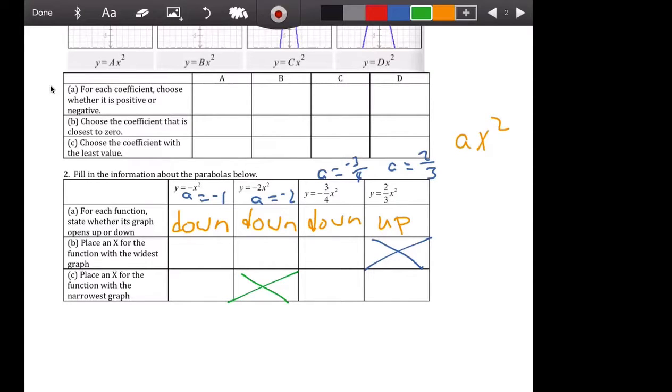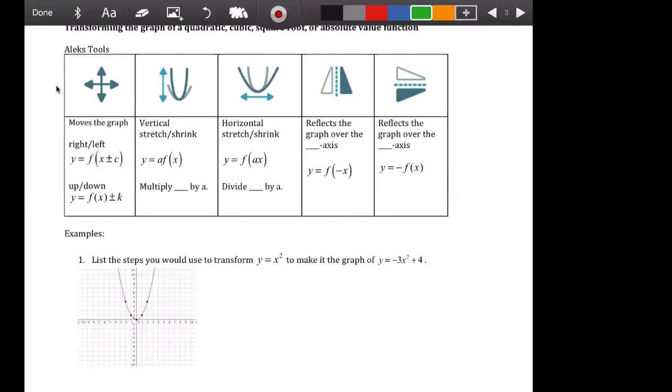Yippee, let's flip the page. Okay, so now we're going to look at using ALEKS tools to transform graphs of quadratics, which look like parabolas, cubics, which look like little squiggly lines. They start down and they go up, or they start up and they go down, and they usually have a little hump in the middle. Square root, which you've looked at before, and absolute value, which looks like a V.